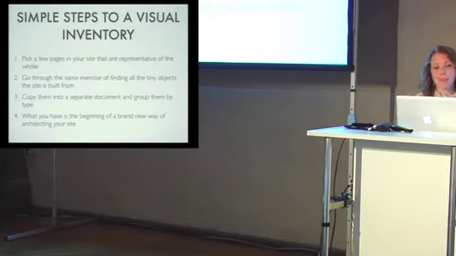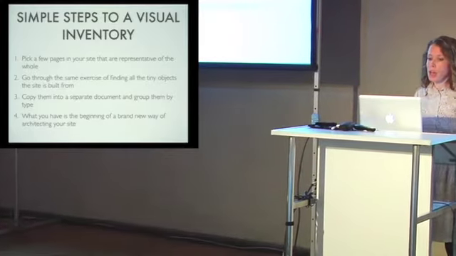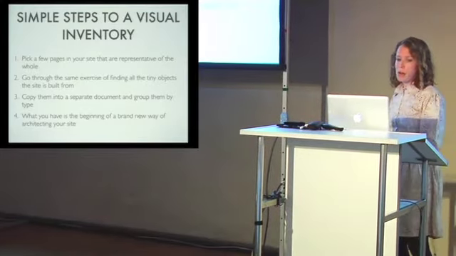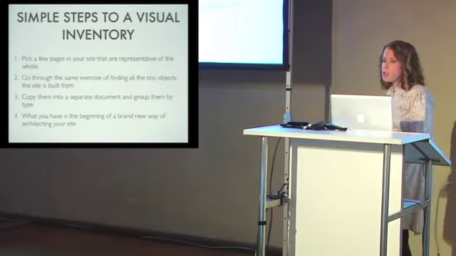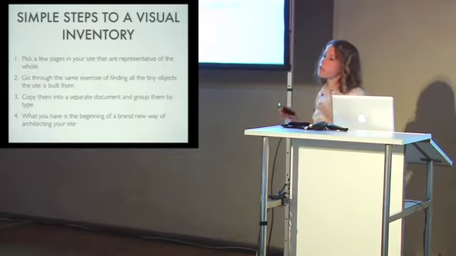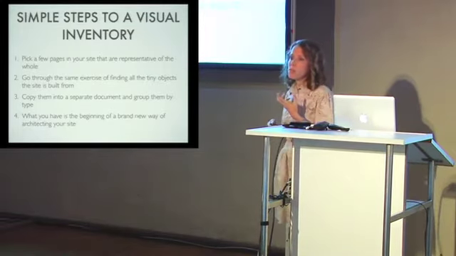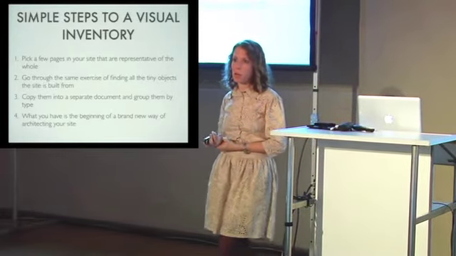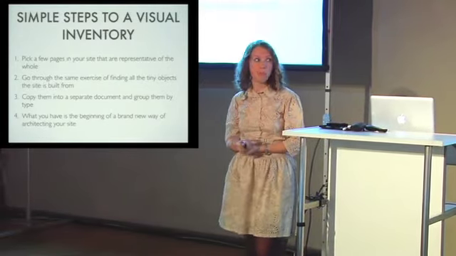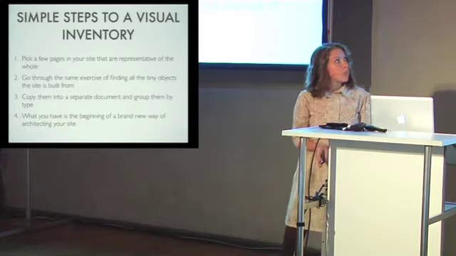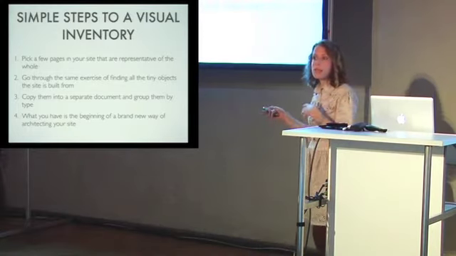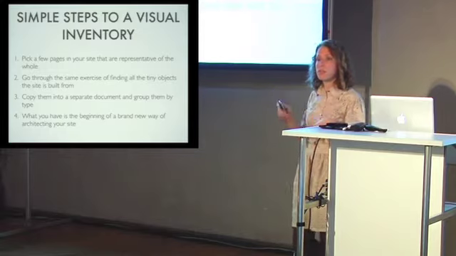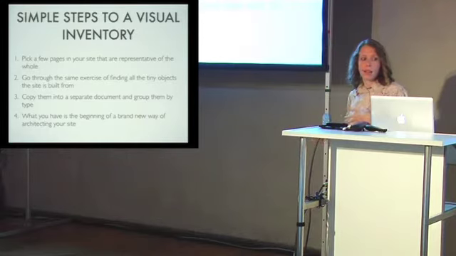So I want to go through the steps to a good visual inventory and show you a little bit about how that works. First, you want to pick pages in your site that are representative of the whole. You may have a site with thousands of pages. You definitely don't want to go through all the thousands of them. Then you want to go through the same exercise we did with the pop-up, but you want to do it with every single piece of your site.